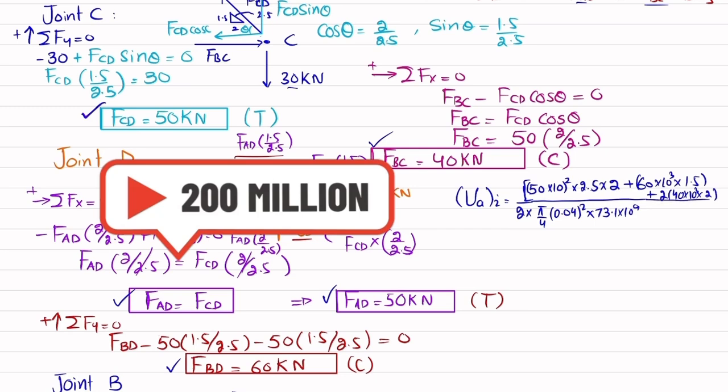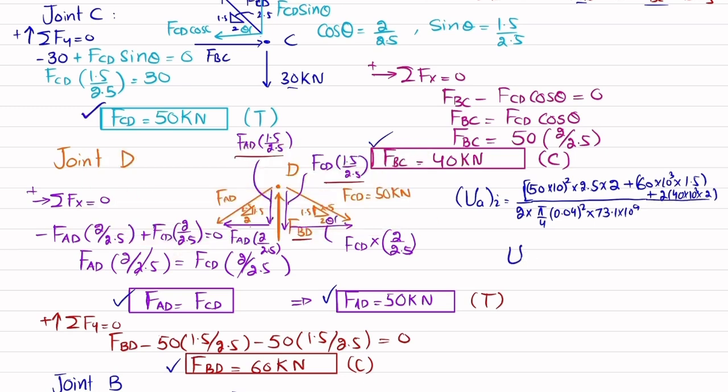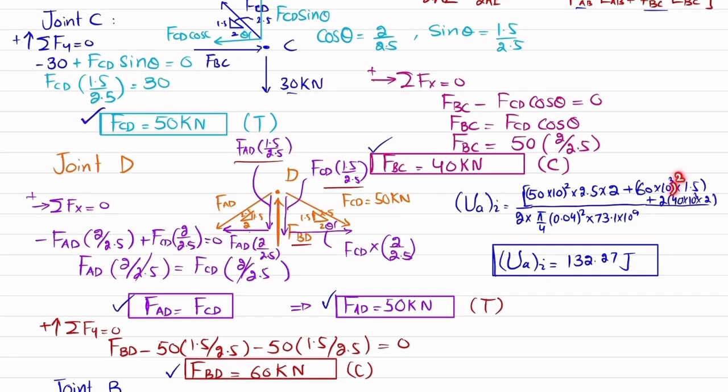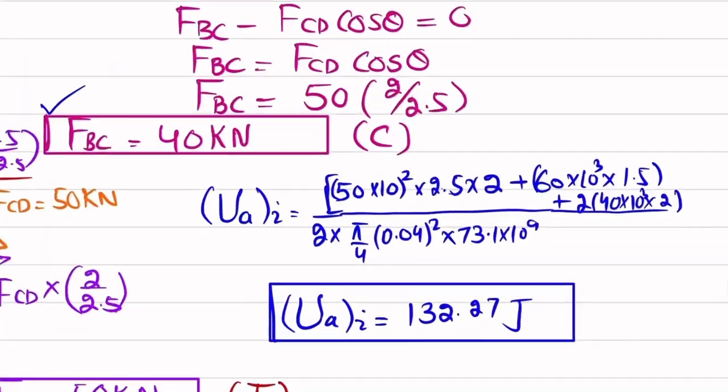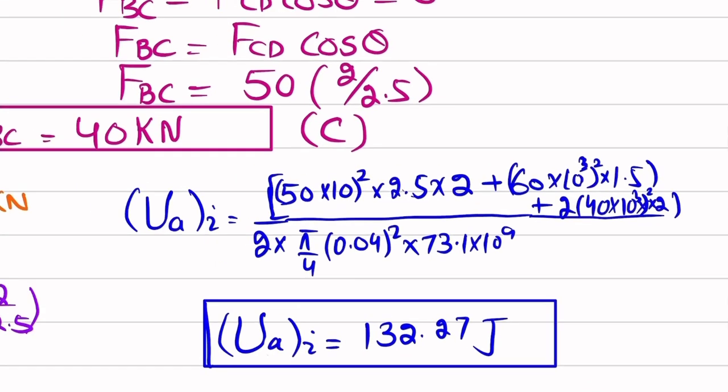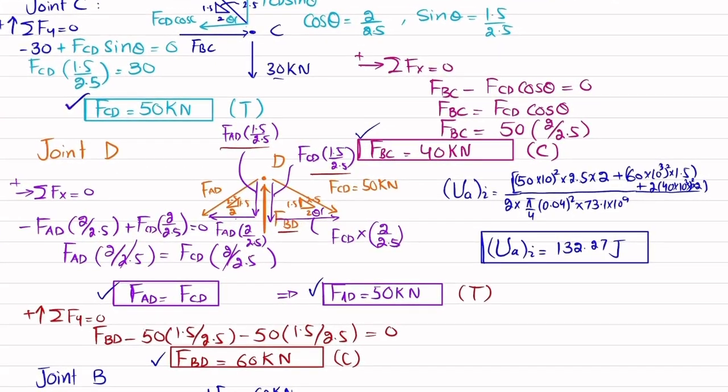Okay. Now when you calculate it, you will get the strain energy due to axial loading, which will come out to be 132.27 joules. Also note that there is a square, so 60 whole square and 40 whole square. Let me correct it over here. This will be whole square and this will also be whole square multiplied by 2. Okay, now it is fine. So you will get the strain energy due to axial loading as this one.